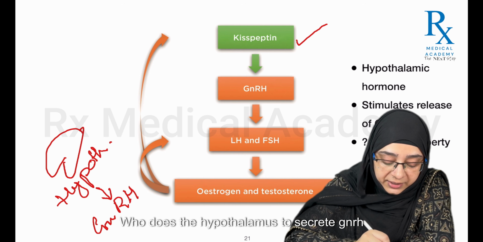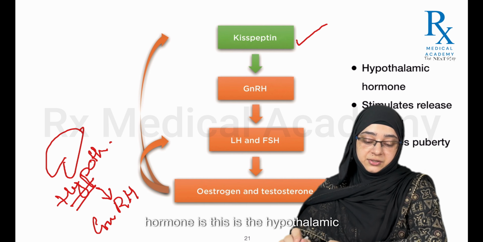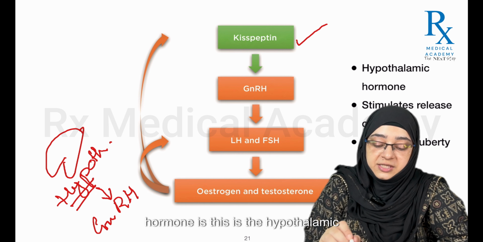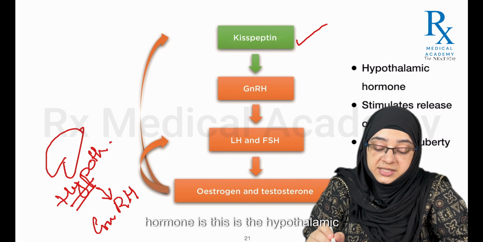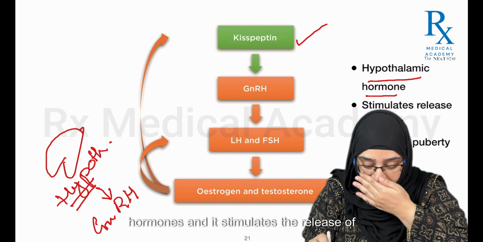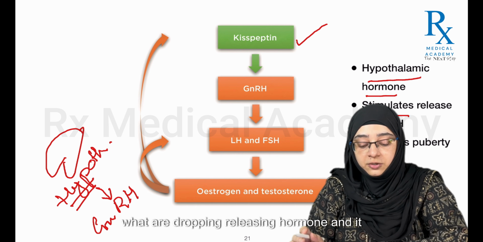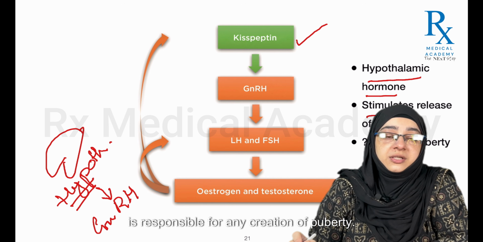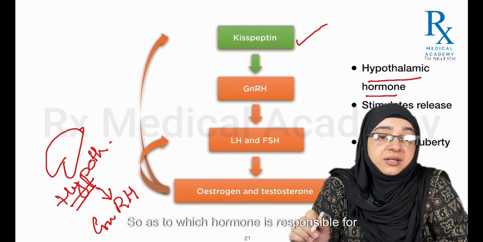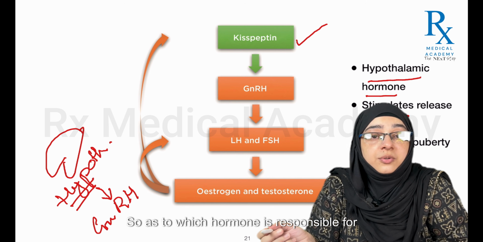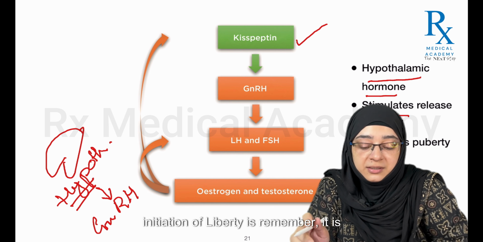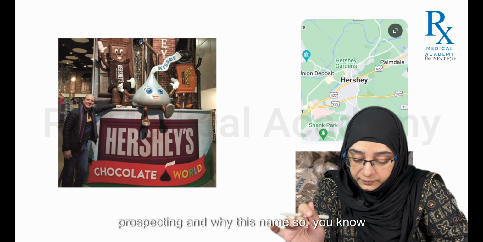Who tells the hypothalamus to secrete GnRH? This hormone is kisspeptin. So what does kisspeptin do? This is a hypothalamic hormone and it stimulates the release of gonadotropin releasing hormone, and it is responsible for initiation of puberty. So if any question comes as to which is the master hormone which is responsible for initiation of puberty, please remember it is kisspeptin.